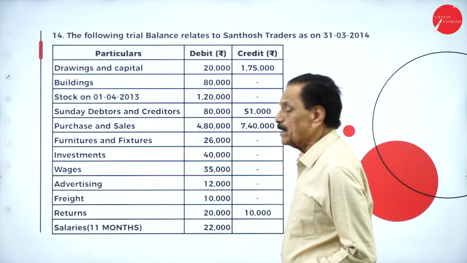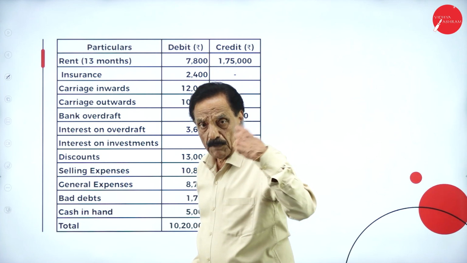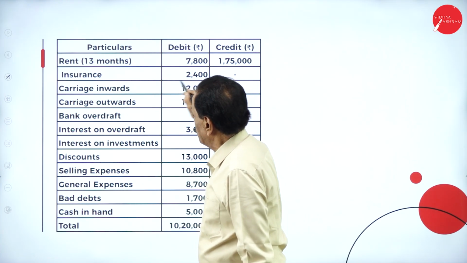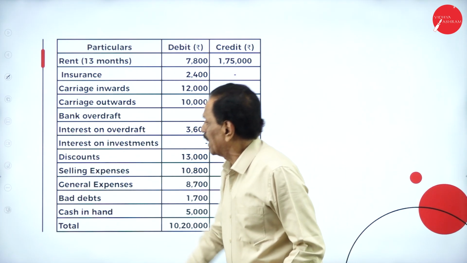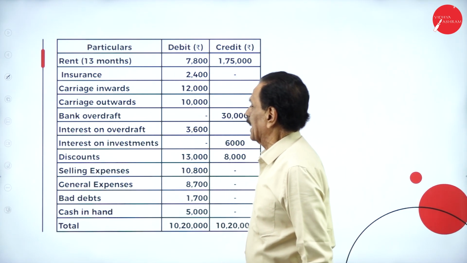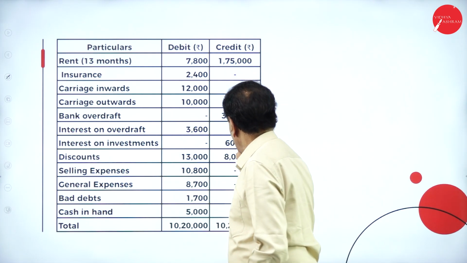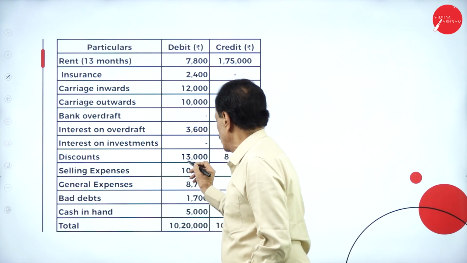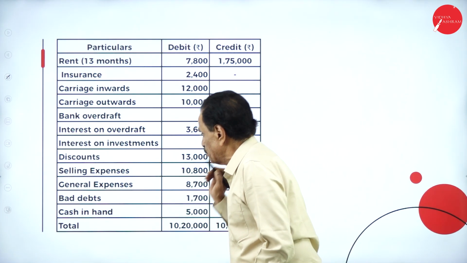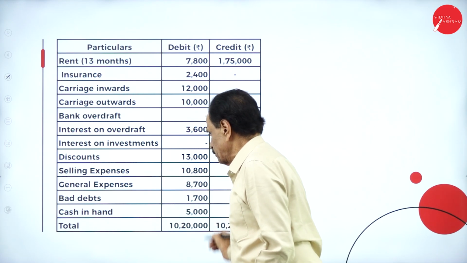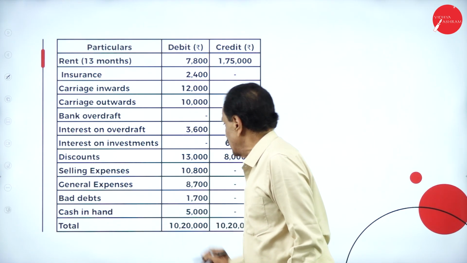Salary for 11 months means 1 month outstanding. Rent for 13 months, 1 month is prepaid. Insurance is an expenditure, carriage inward is trading account, carriage outward is profit and loss account, bank overdraft is a liability, interest on overdraft is an expenditure, interest on investment is a gain, discount allowed is a loss, 8,000 is a gain, selling expense and general expense are expenditure, bad debt means irrecoverable money, cash in hand is an asset.